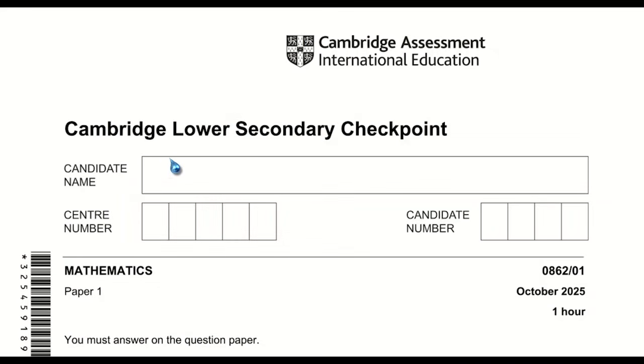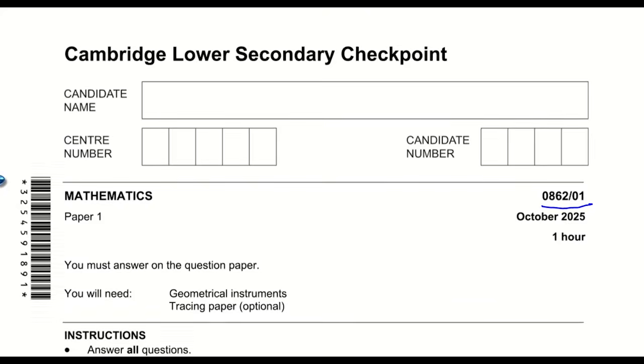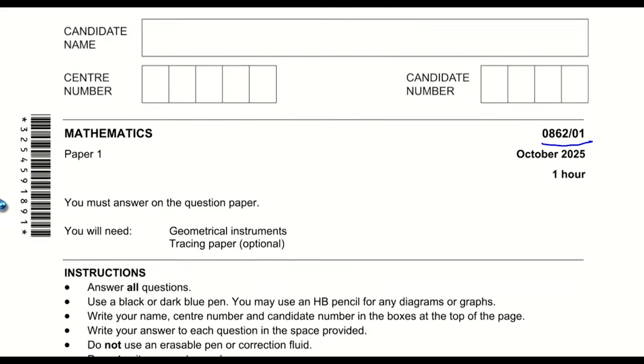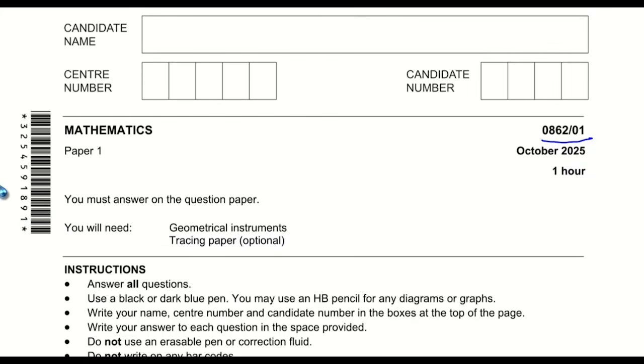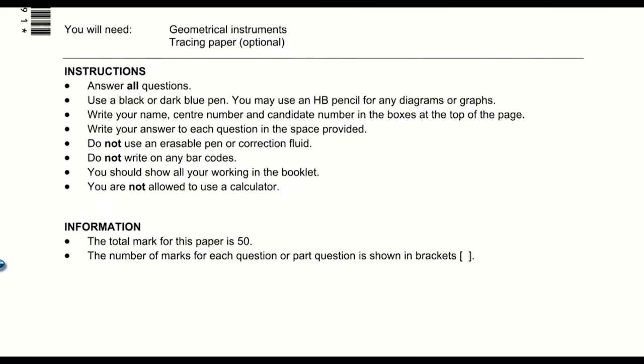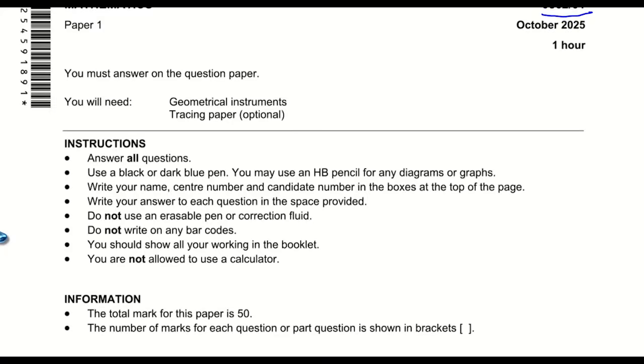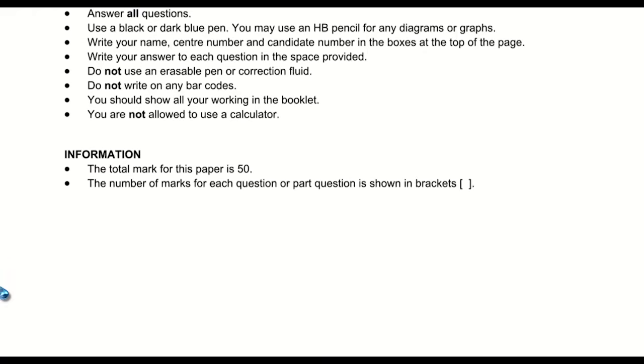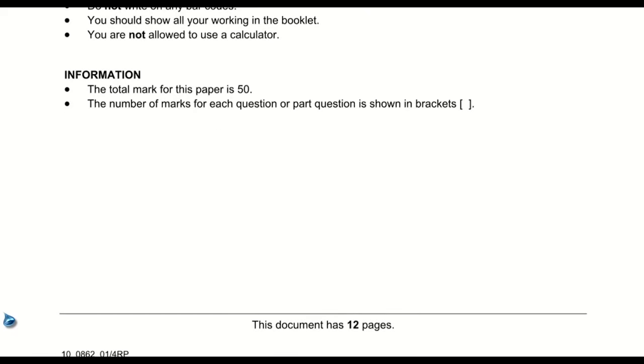Hello everyone, you are welcome to the Cambridge Lower Secondary Checkpoint Mathematics 0862 Paper 1 written in October 2025. There are 23 questions in this paper and calculator is not allowed. So you have to use your knowledge of mental mathematics to solve many of the problems in this paper.